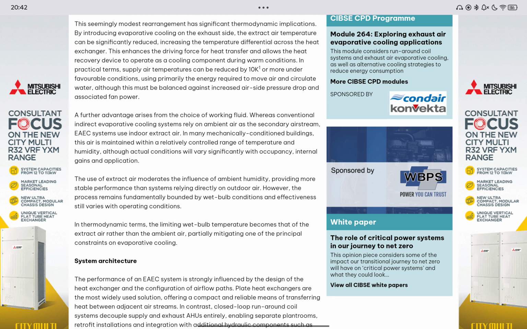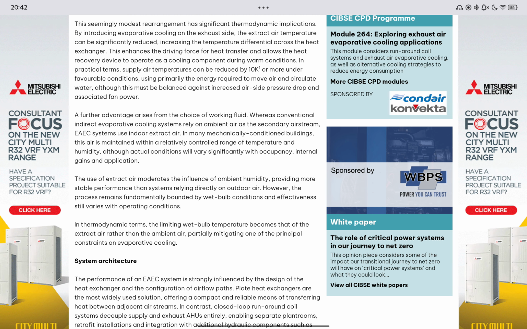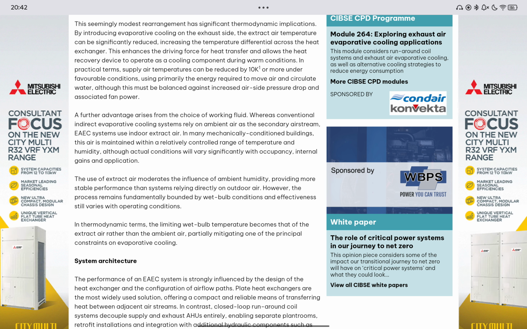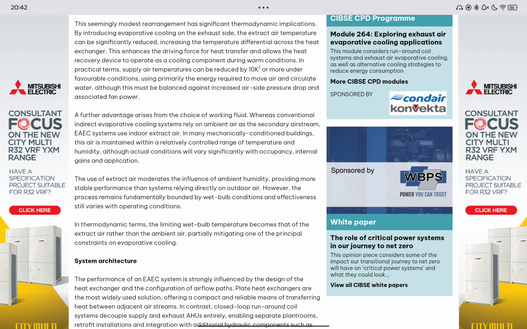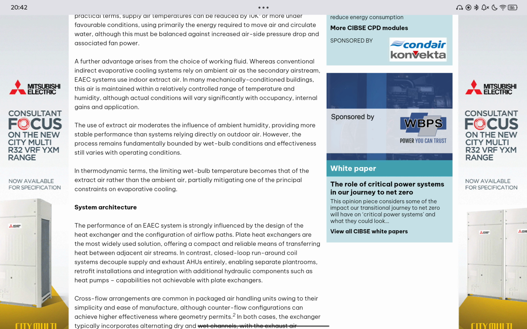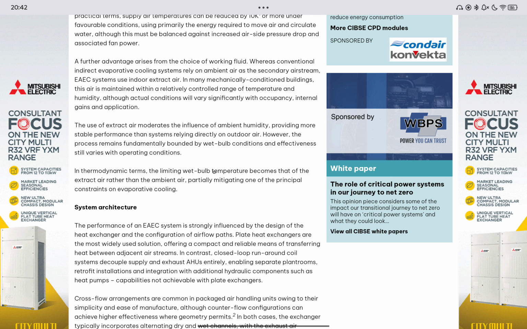A further advantage arises from the choice of working fluid. Whereas conventional indirect evaporative cooling systems rely on ambient air as the secondary airstream, EAEC systems use indoor air extract air. In many mechanically conditioned buildings, this air is maintained within a relatively controlled range of temperature and humidity, although actual conditions will vary significantly with occupancy, internal gains, and application.